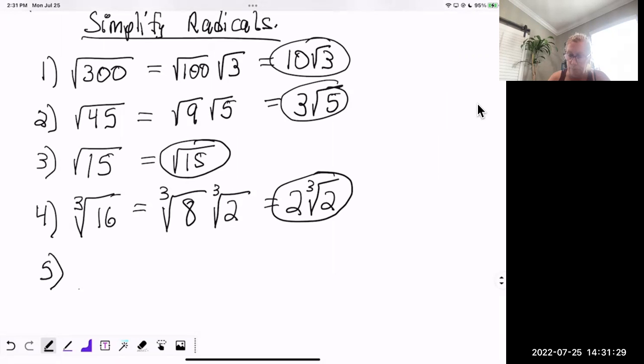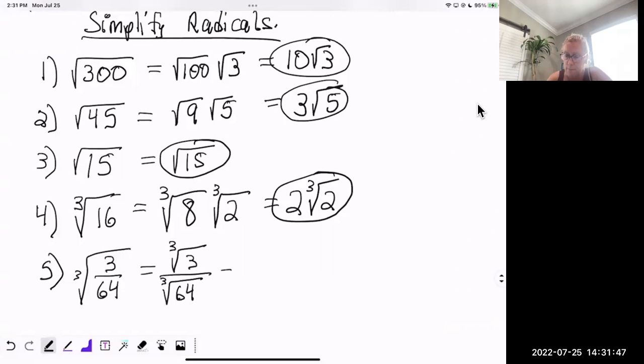Okay, another cube. Let's do a big fraction cube. Okay, so 3 over 64. I can't simplify it, so I'm going to try to break it into 2 pieces. Okay, there is not a number that multiplies 3 times to be 3. And by number, I mean integer. So that's going to stay the cube root of 3.